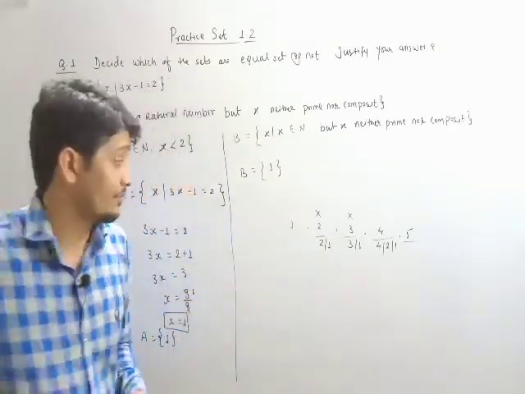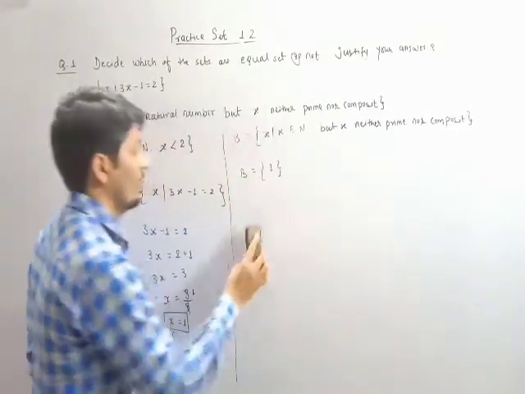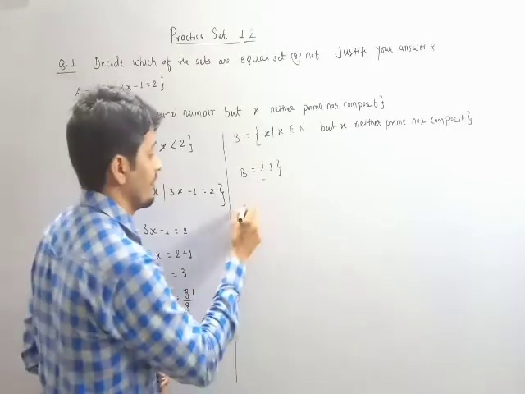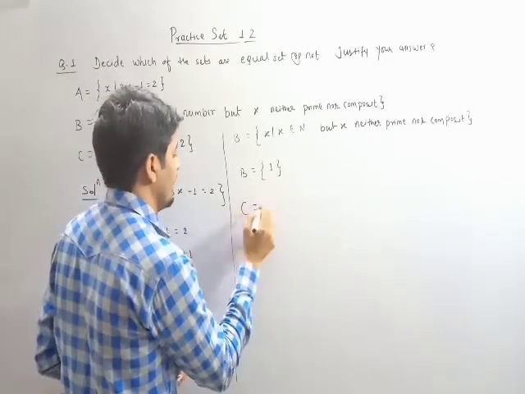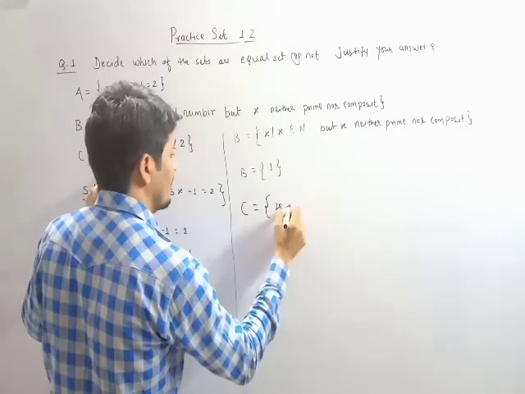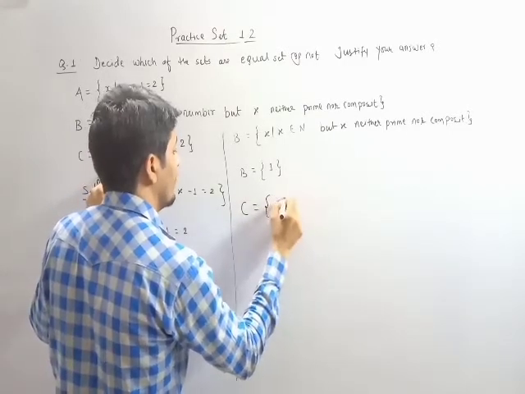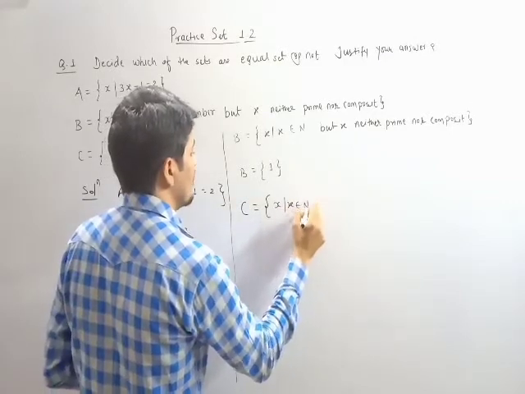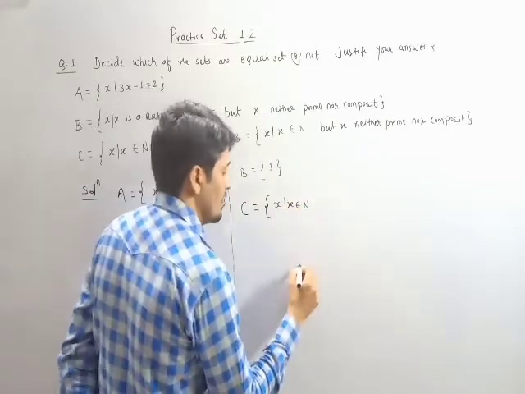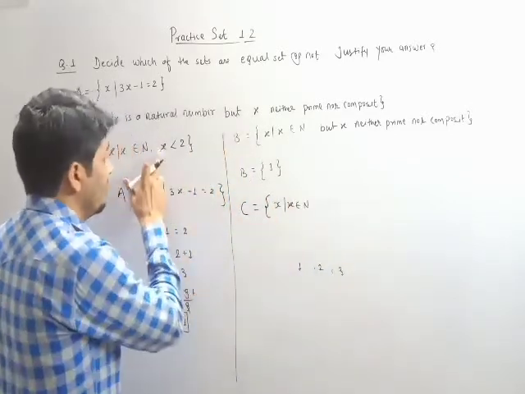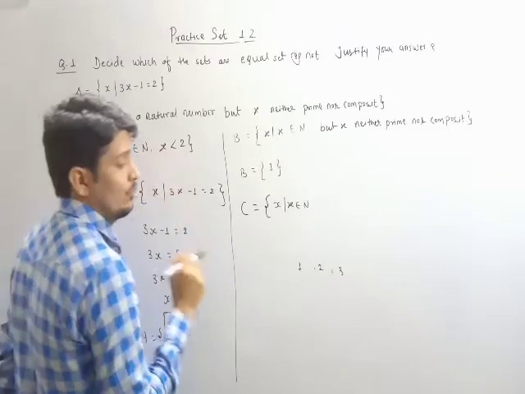Now we'll solve set C. The set C says x such that x belongs to natural number. That means we have natural number 1, 2, 3 and so on. And x is less than 2.